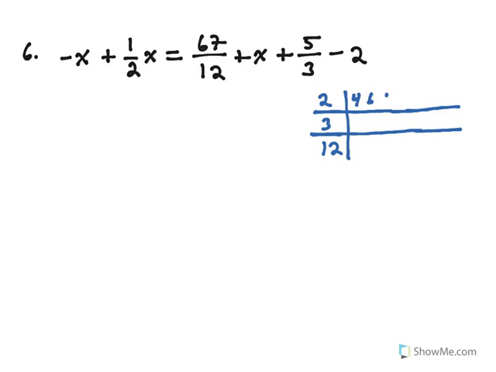2, 4, 6, 8, 10, 12. And then do 3, 6, 9, 12. And you notice that 12 is going to appear in each row first. So therefore, my LCD, or common denominator, is in fact 12. So, what does this mean? Okay, that means we're going to take the 12 and we're going to multiply it by everything in the equation.